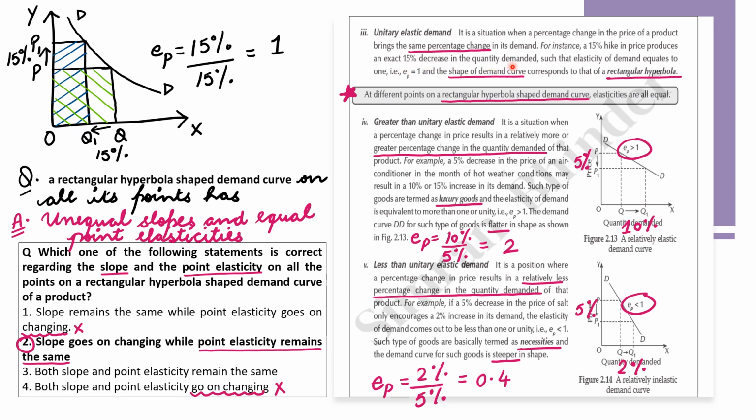So with a 15% increase in price of the product, if there is an exact, equal 15% decrease in quantity demanded, then the elasticity of demand will be equal to 1. How? We can put it in a formula: 15% in the numerator and 15% in the denominator comes out to be 1. So this is called unitary elastic demand, and you have to remember and prepare this very nicely.